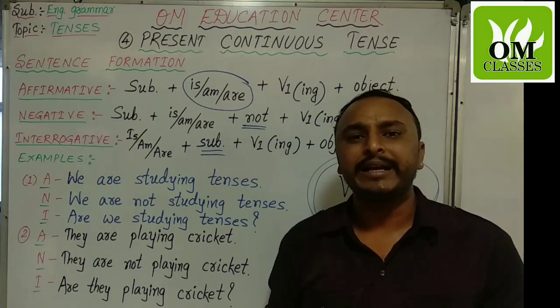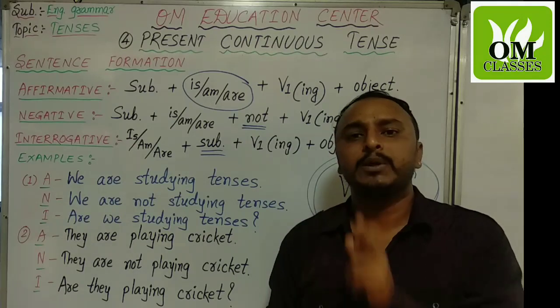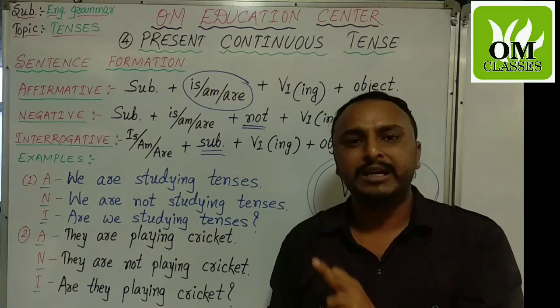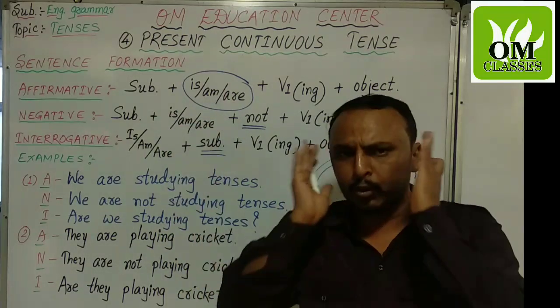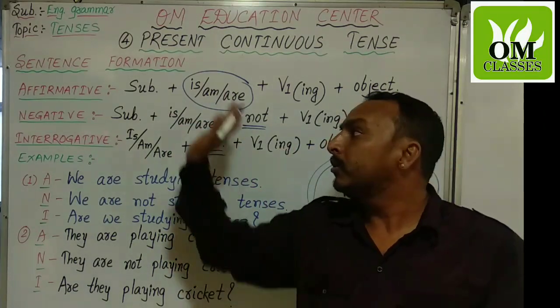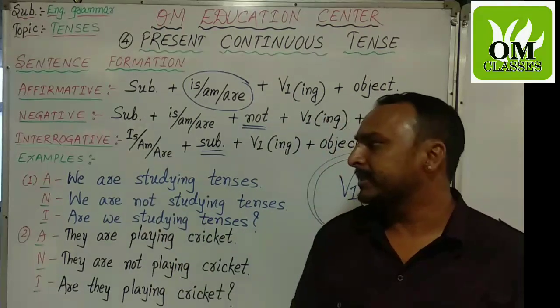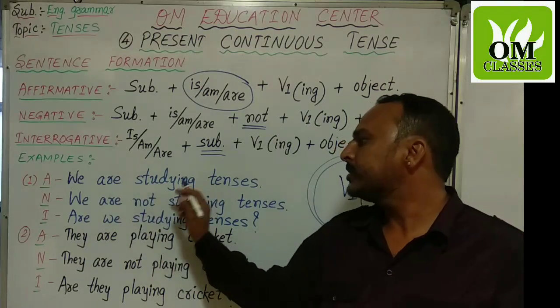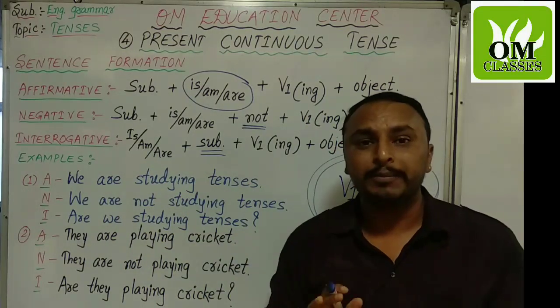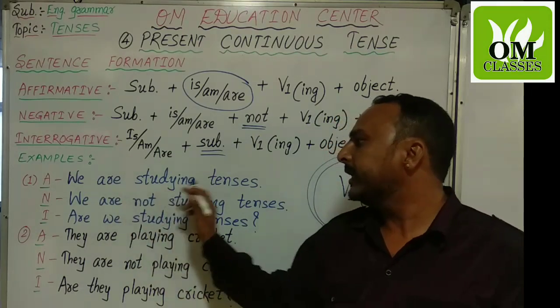For the interrogative kinds of sentences: is, am, are plus subject plus V1 ing plus object plus question mark. So this way we have to remember, we have to keep in our mind all the sentence formations. Now let's see the examples. I have written one sentence. We are studying tenses. Right now हम क्या कर रहे हैं, हम tenses पढ़ रहे हैं. So we are studying tenses.